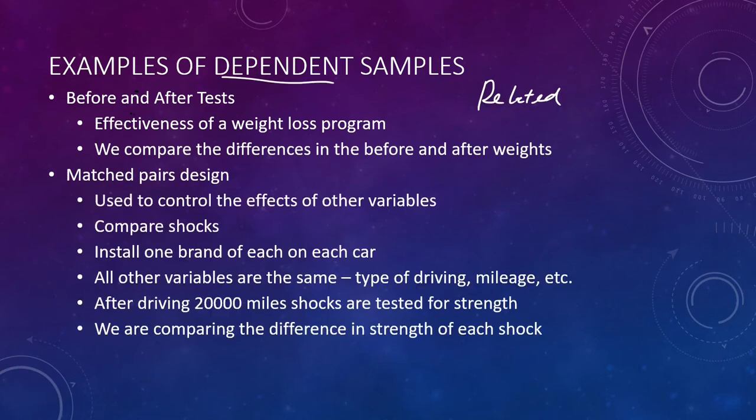We also have matched pair design, and this is used to control the effects of other variables. For example, if I want to compare shocks, I can install one brand of each on each car and use the same type of driving, mileage, etc. And after a certain amount of miles, let's say 20,000 miles, we're going to test the shocks for strength and compare the differences in strength of each shock.